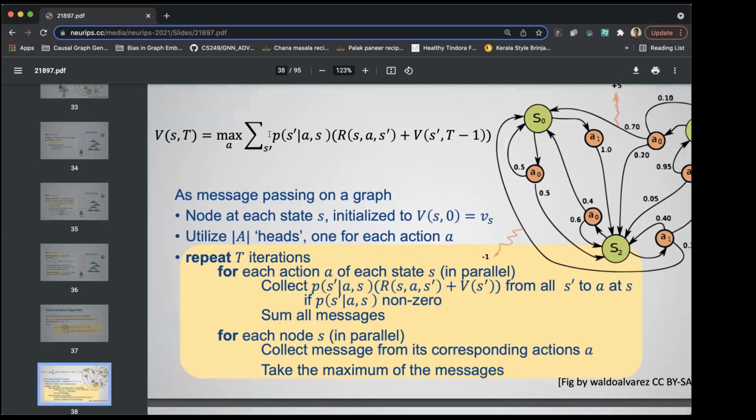I think we can see here that this is very similar to the GNN framework of message passing. So we're doing this aggregation function here, and then we're doing the update function with the max. Each term in the summation is a message. We're summing up over all the terms and then updating using the max.